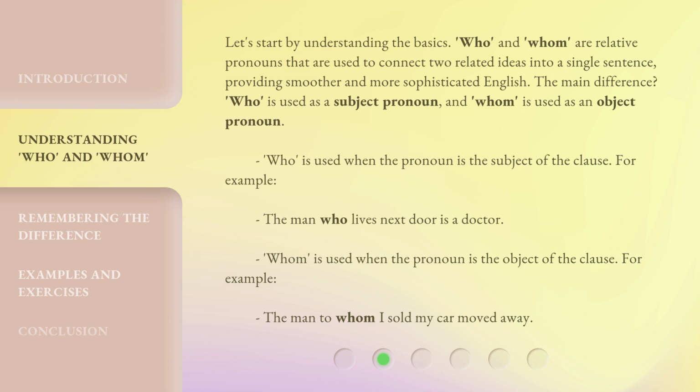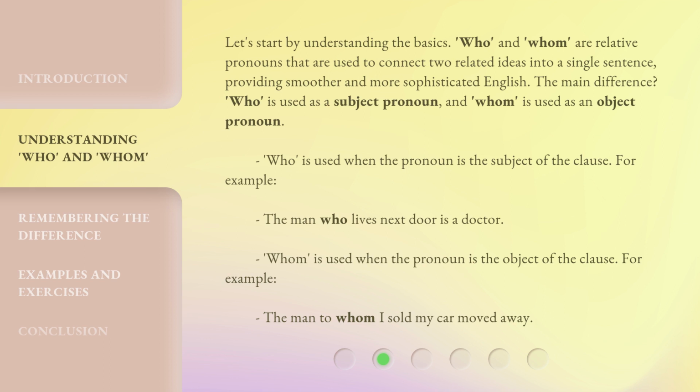Let's start by understanding the basics. Who and whom are relative pronouns that are used to connect two related ideas into a single sentence, providing smoother and more sophisticated English. The main difference? Who is used as a subject pronoun, and whom is used as an object pronoun.